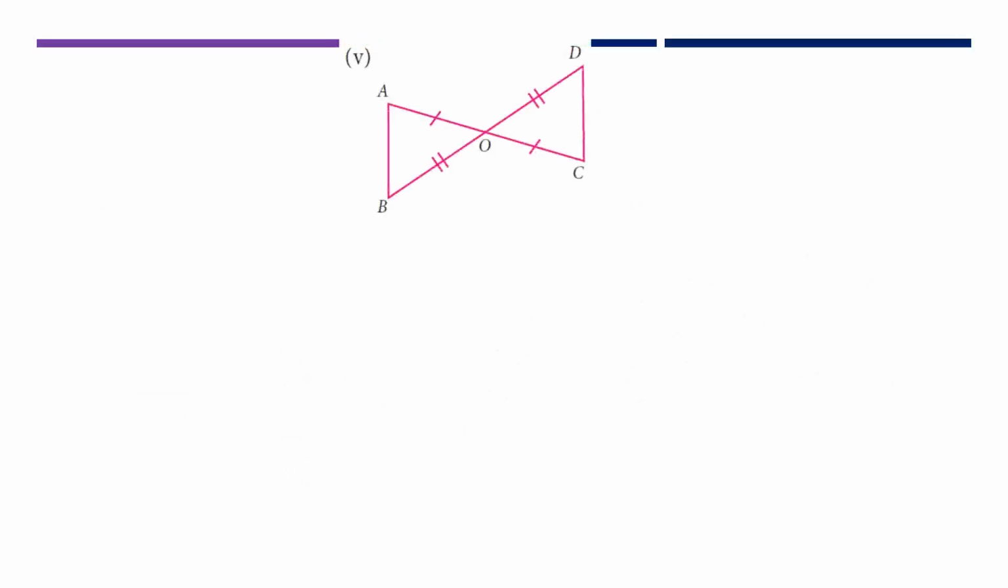Next we are going to see the fifth sum. See, this triangle name is AOB, and the other triangle can be called OCD, or DOC, or ODC. Okay, how to consider these two as the triangles. Now we are going to prove these two as congruent triangles. Let us see the solution.